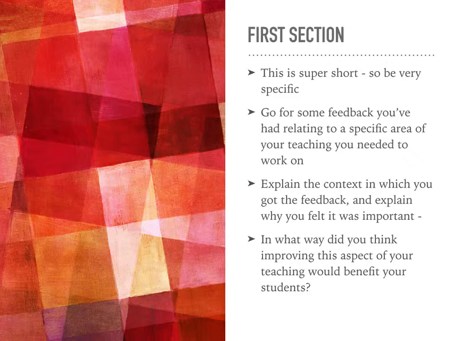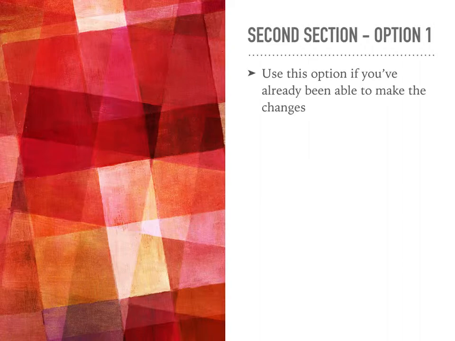Okay? Then for the second section of the assignment, and I'm using the word section loosely, I think that first bit's often between a third and a half, and then this is the rest of it. You have two options. The first option is for if you received the feedback, you decided on some changes, and you've already been able to implement those changes.